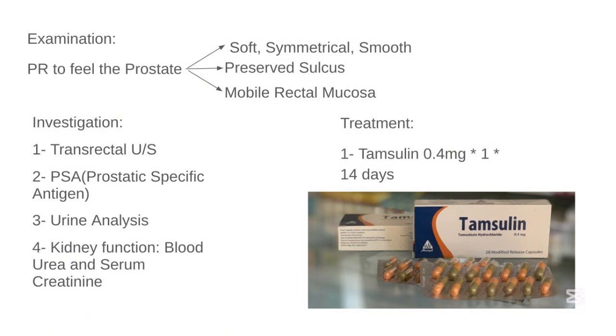We might use combination therapy, combining an alpha blocker with a 5-alpha reductase inhibitor, which is more effective for men with severe symptoms and larger prostates. If medications fail or complications develop, surgical intervention is usually considered.